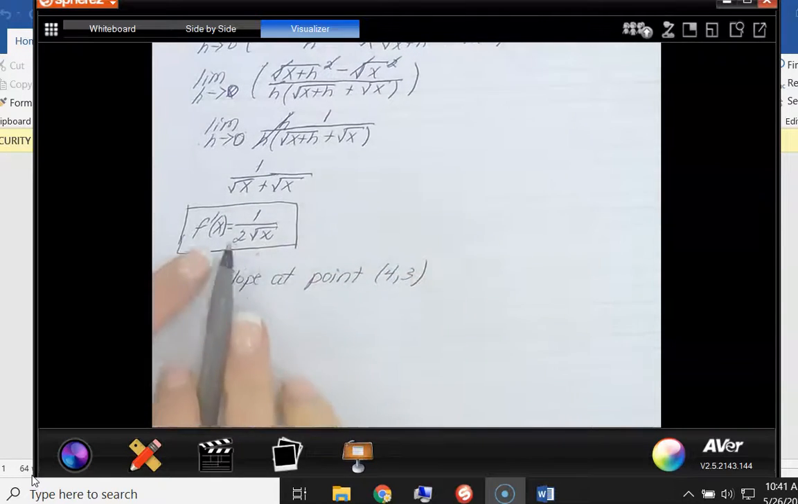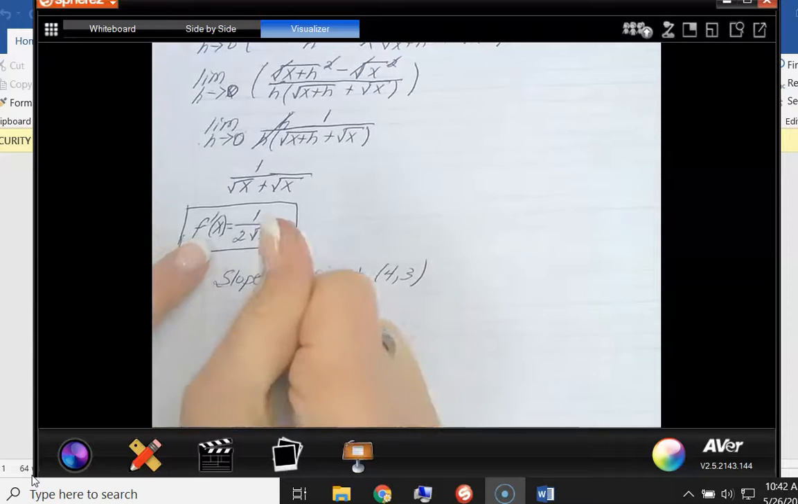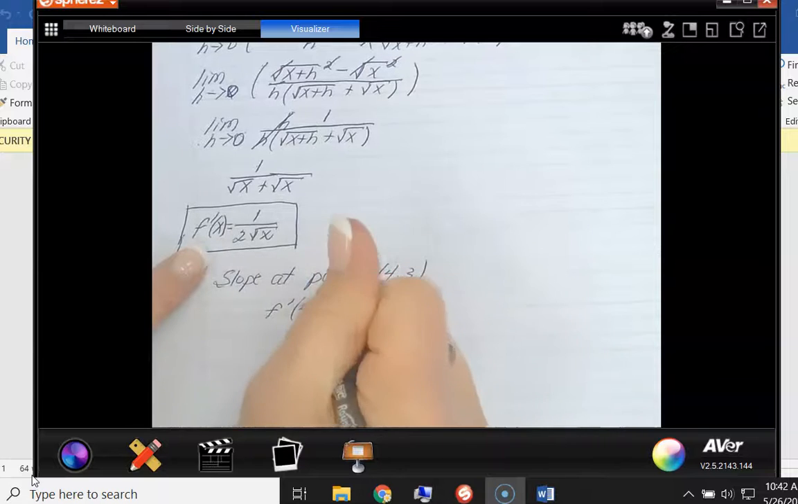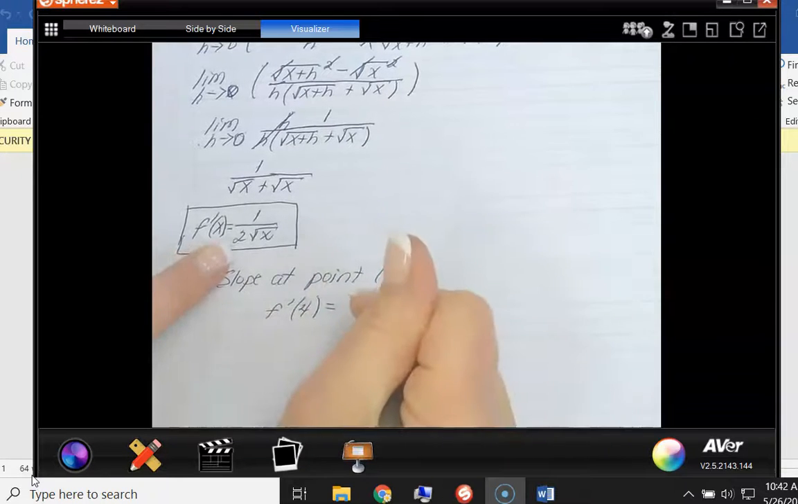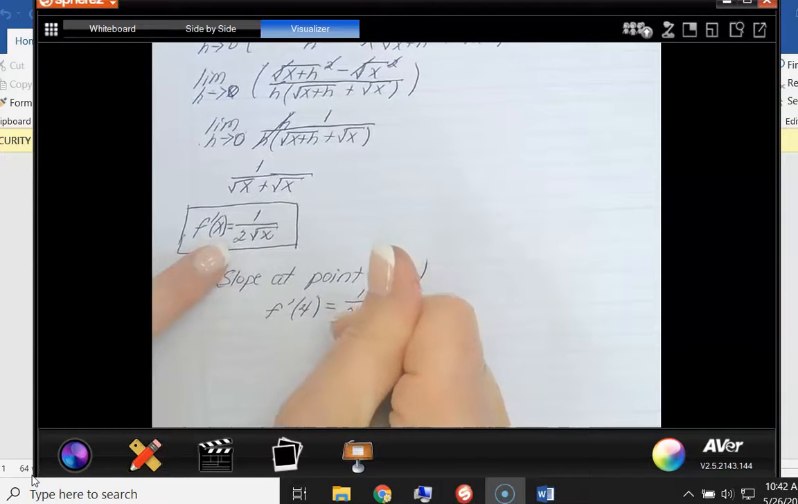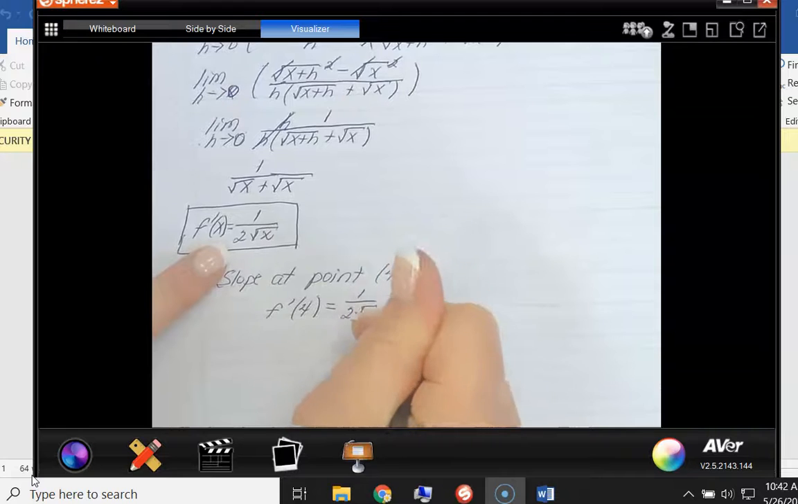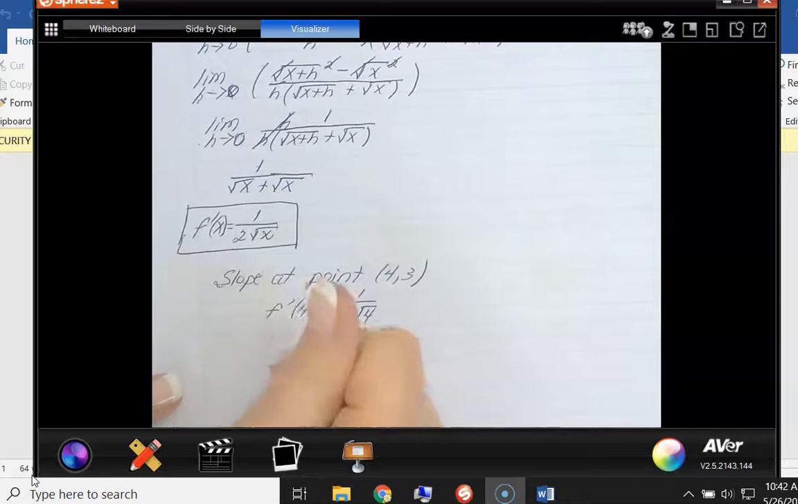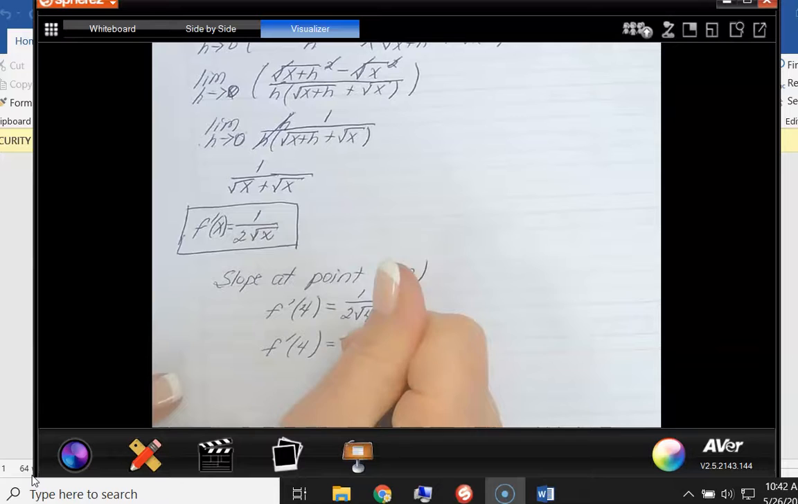Now, we only need to worry about our x's here, so that is a direct substitution of 4, which will give you 1 over 2 square root 4. And that is 1 over 4.